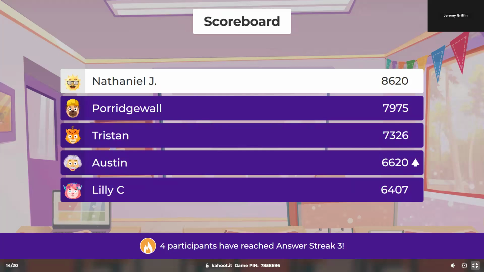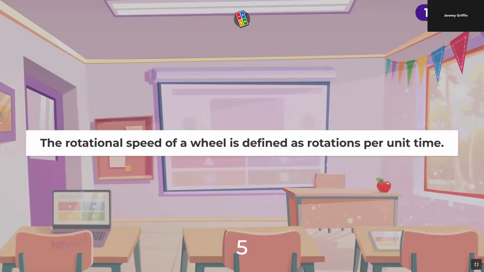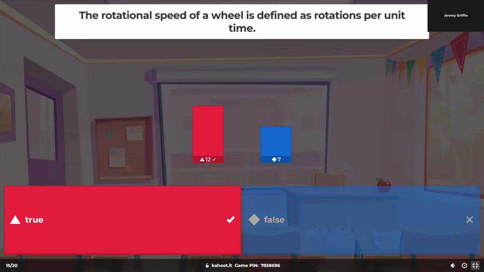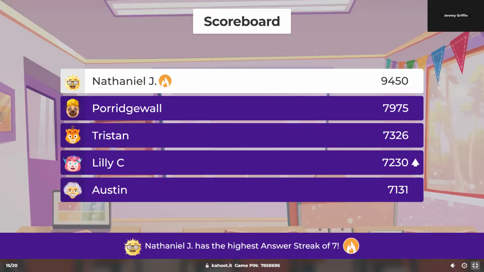Got Lily, Austin, Kristen, Orange Ball, Nathaniel. Rotational speed of a wheel is defined as rotations per unit time. Rotational speed. Oh no, I thought that would be more. You got to make it. Yeah, true, it would have been right. How about radians per second, revolutions per minute? I didn't click it. Austin, Lily, Tristan, Orange Ball, Nathaniel, back on fire.